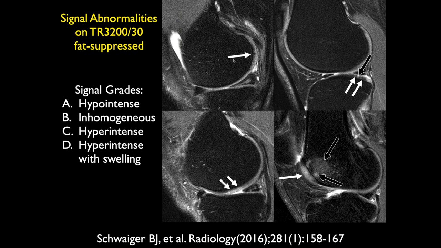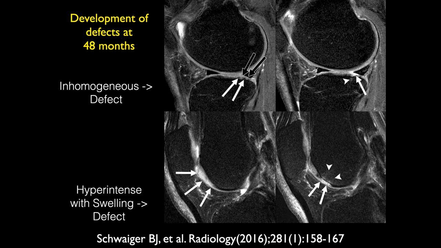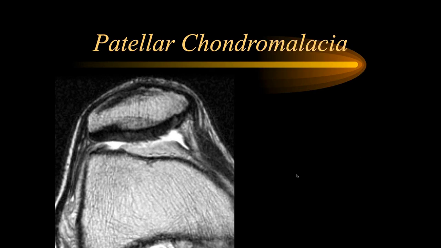And then we already talked about this paper yesterday, where it shows if you have any signal changes or inhomogeneity, focal low signal, inhomogeneous signal, increased signal intensity on PD fat-sat, or thickening, with or without subchondral bone marrow edema, all of these over time, if you follow them from 2 years, tend to create focal defects. So any of these signal abnormalities are significant findings and are an increased risk for cartilage loss.